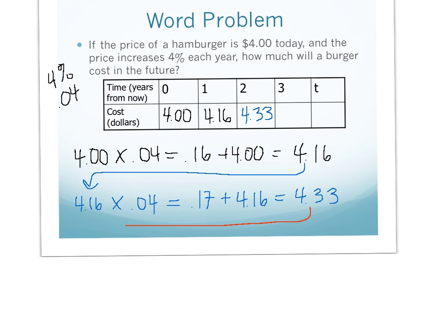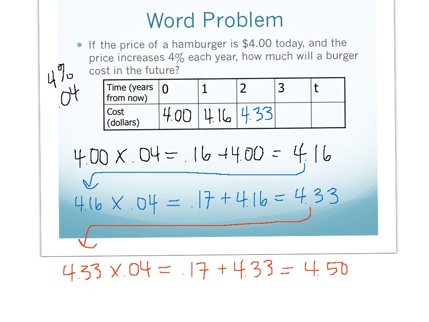If we take a look at one more of these, we take our 4.33 and multiply that by 0.04. And again, when I round what my calculator tells me, I get 0.17 again. We're going to add that to our 4.33, and we end up with our hamburger being $4.50.